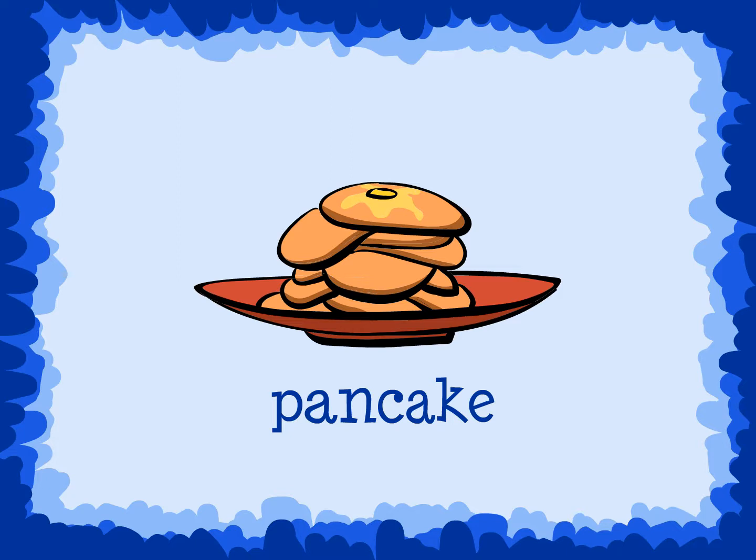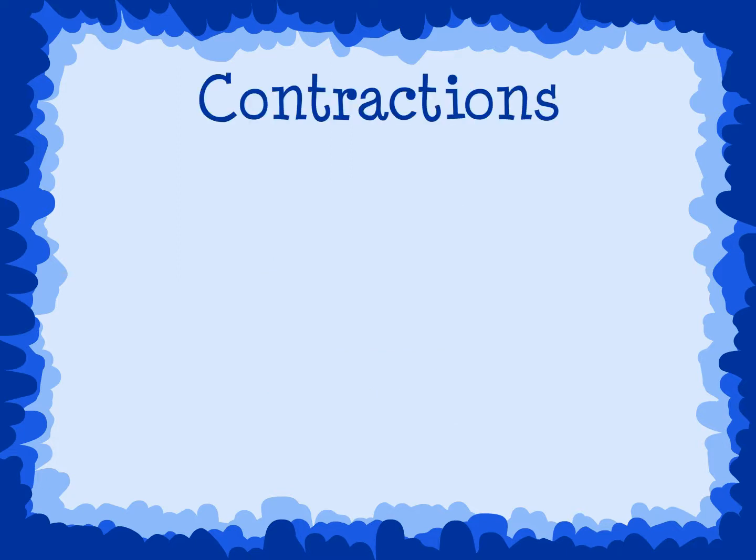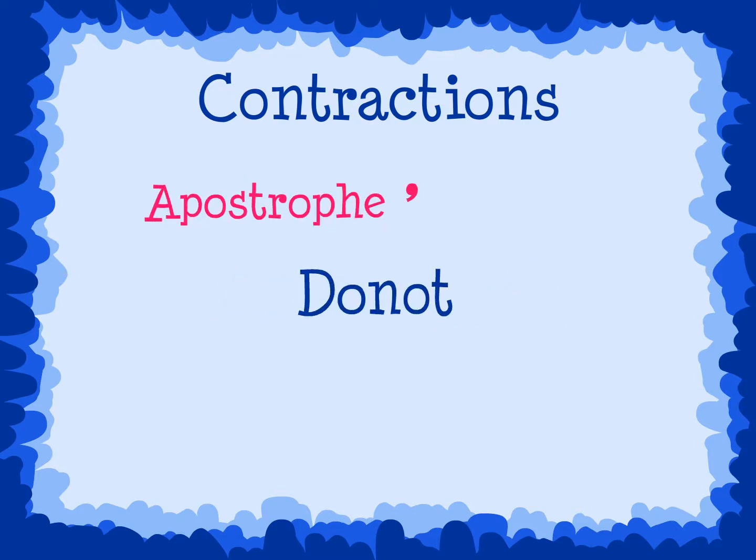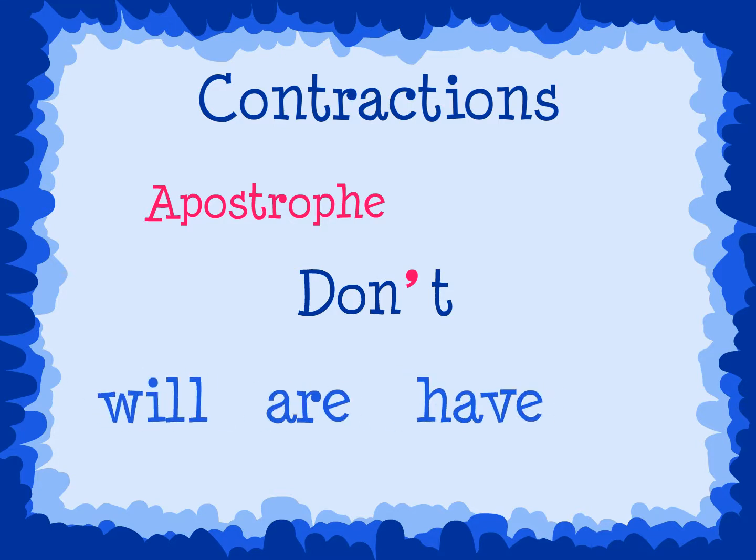Another way to combine two words is to use contractions. Contractions put two words together by shortening one of the words. We use an apostrophe to help form contractions. The apostrophe takes the place of one or more letters. We use contractions with nouns, pronouns, and proper nouns. Contractions you will normally see will use the words will, are, have, and is.